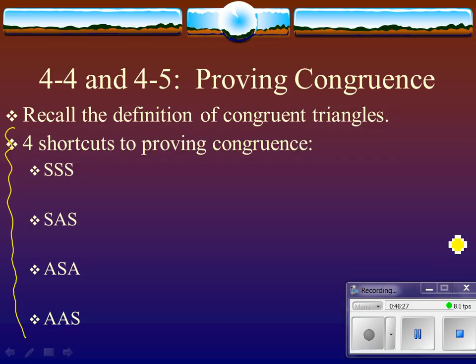Instead of proving all 6 parts of one triangle are congruent to all 6 parts of another triangle, then being able to say that they're congruent, that's too much. All right? So these are shortcuts. Some math person came up with them a long time ago and said, you know what, we don't have to prove all 6 parts, because if these certain parts are congruent to these certain parts, then the 2 triangles are always going to be congruent to each other.